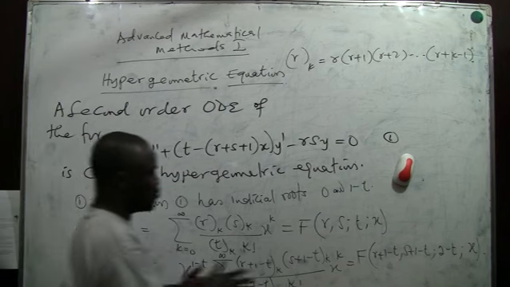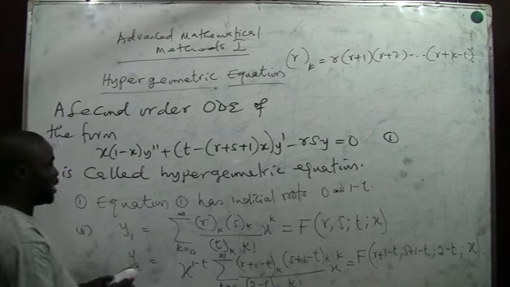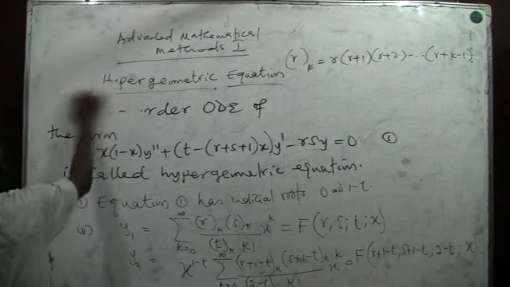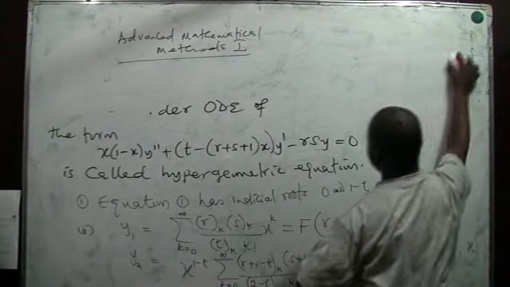Now, having said this, having looked at the structure, then how do we obtain the two solutions? Let's see how we obtain the two solutions using Frobenius method.